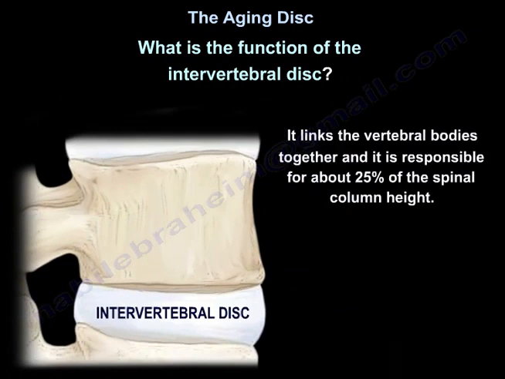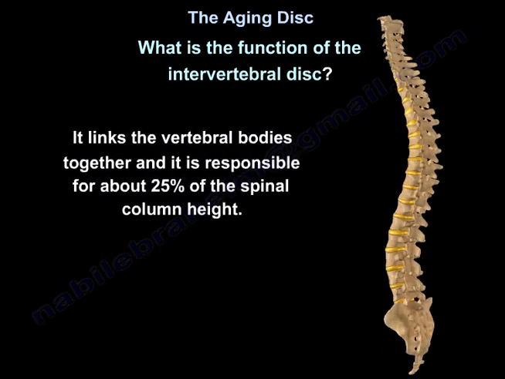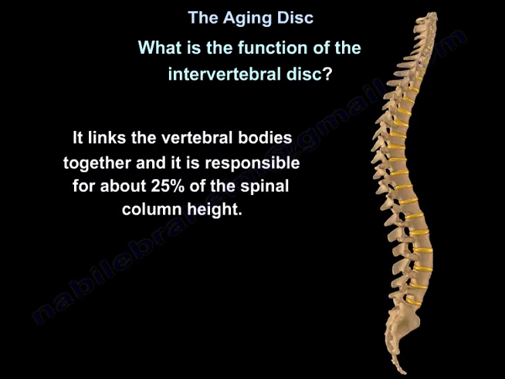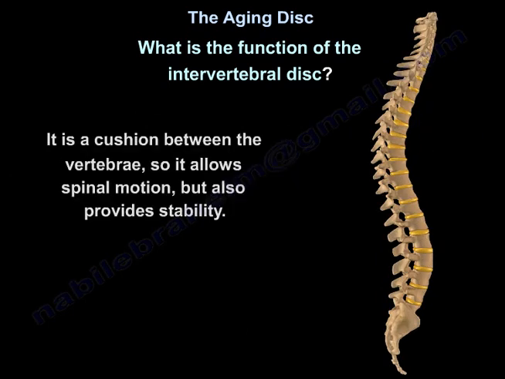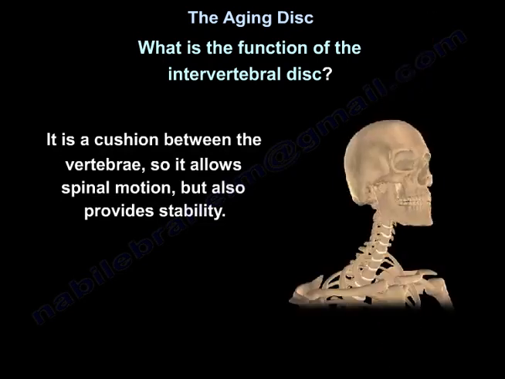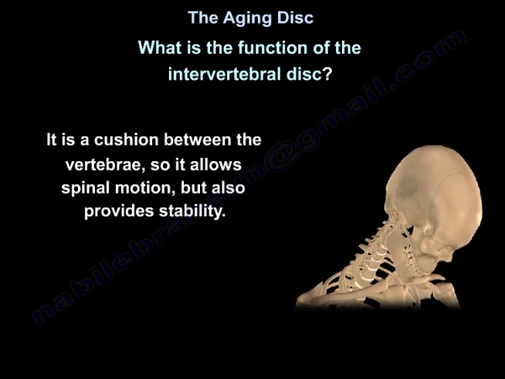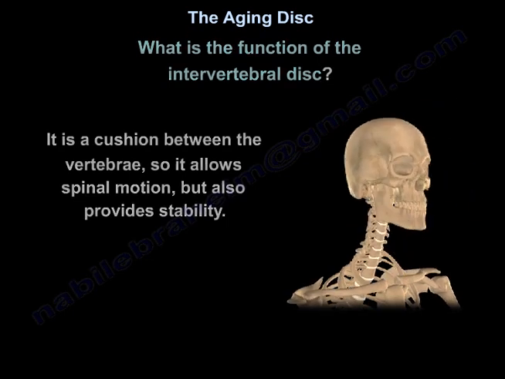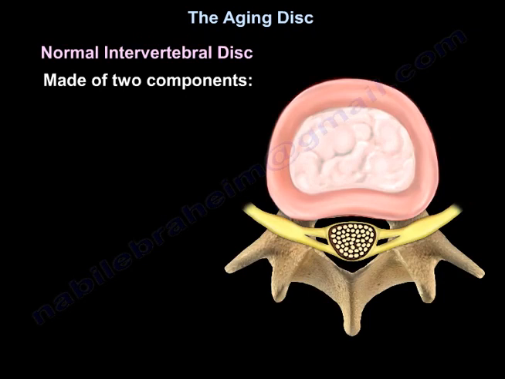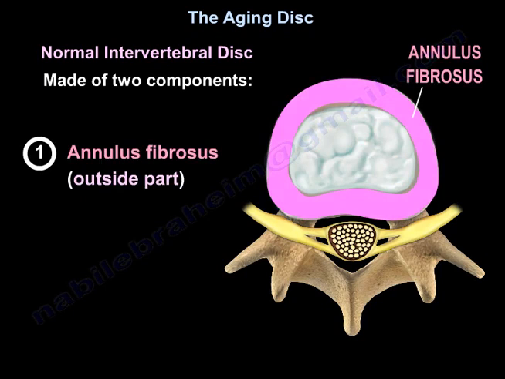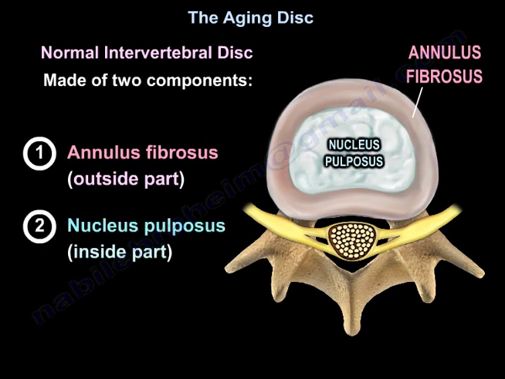It links the vertebral bodies together, and it is responsible for about 25% of the spinal column height. It is a cushion between the vertebrae, so it allows spinal motion, but also provides stability. The normal intervertebral disc is made of two components: the annulus fibrosus, which is the outside part, and the nucleus pulposus, which is the inside part.